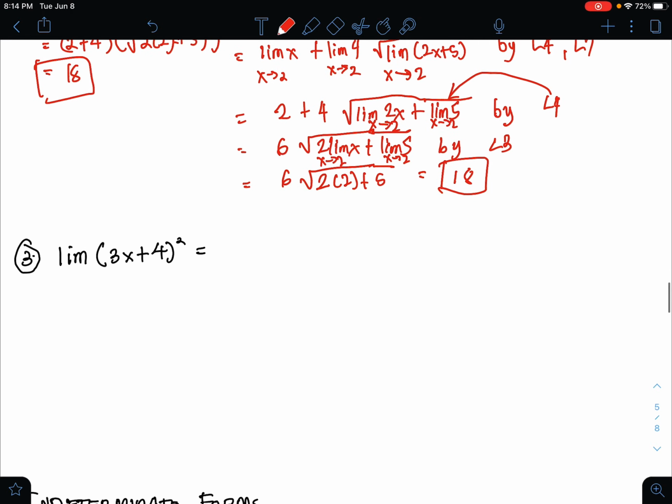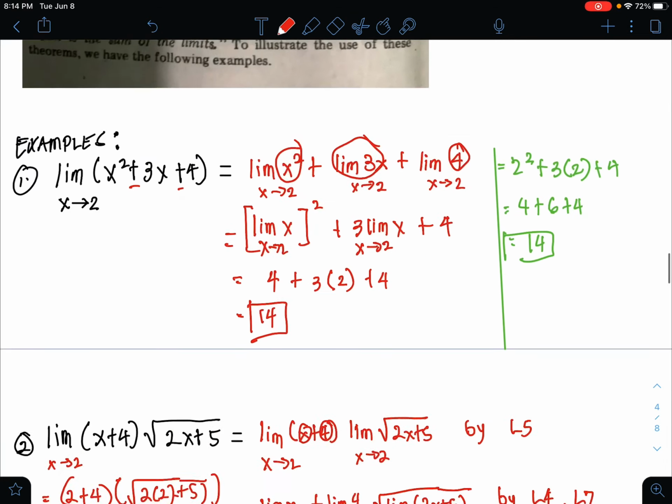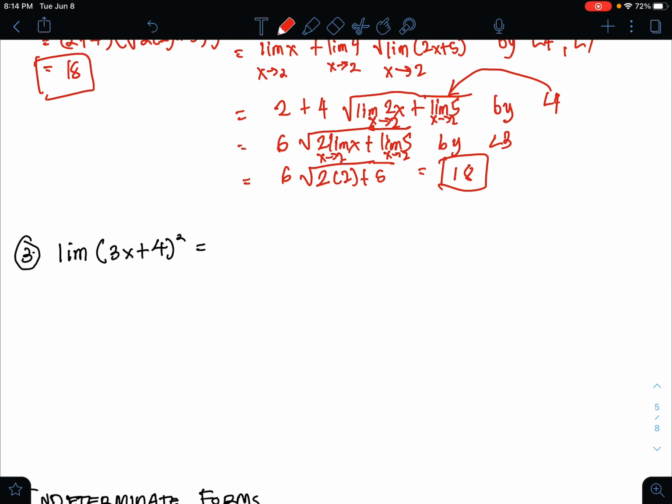Okay, this one is an easier example. So, this is theorem L8. The power rule applies because the exponent is a positive integer. So, that is the limit of 3x plus 4 squared as x approaches 3. Okay, as x approaches 3. I forgot.